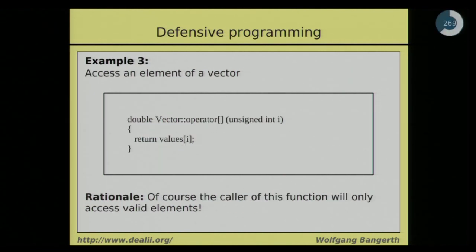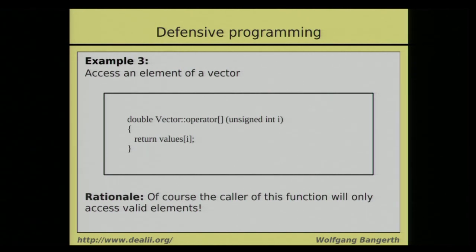A third example that I've shown you in a previous lecture already is if you access the elements of a vector. You could of course say, well, if the vector has 10 elements, why would anybody access element 15? But Murphy's law says that that will happen at one point or another. Somebody will access element 15.